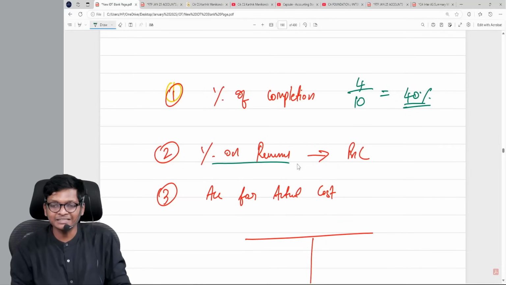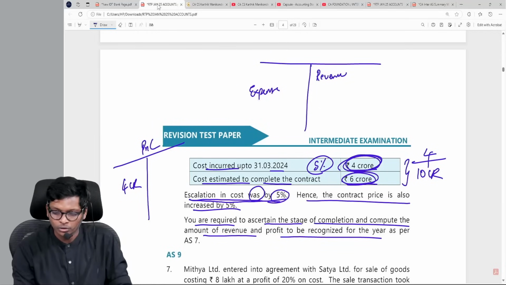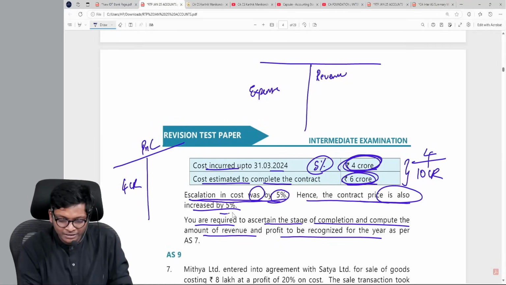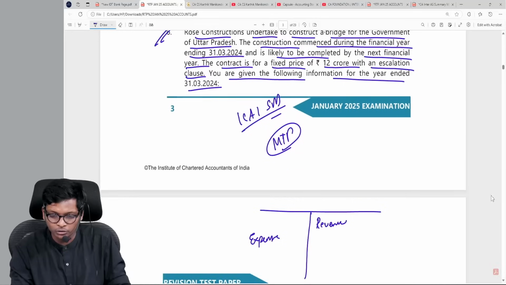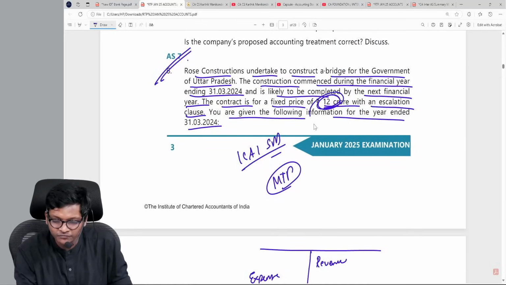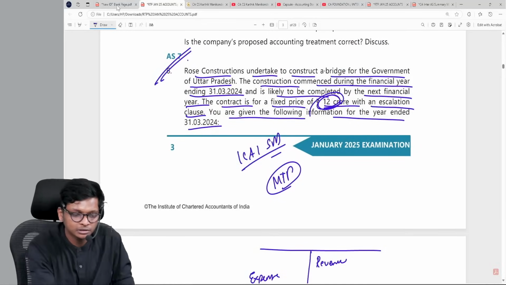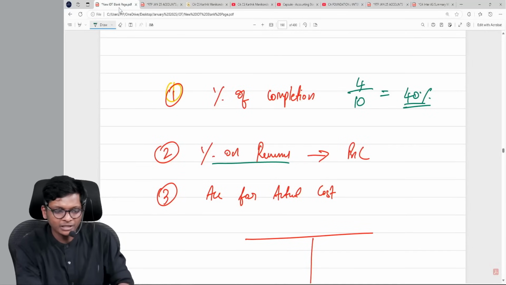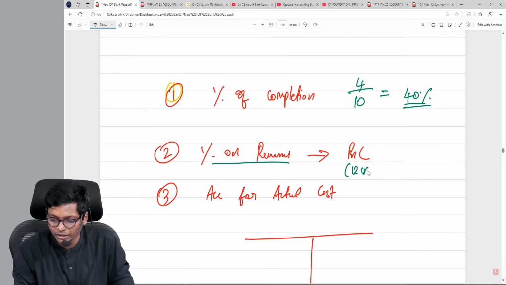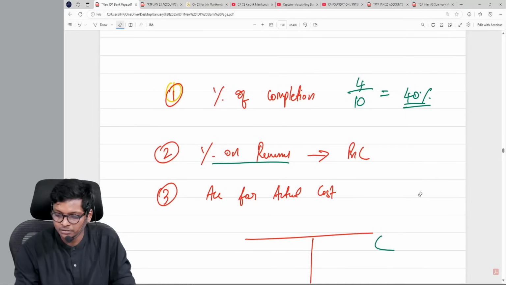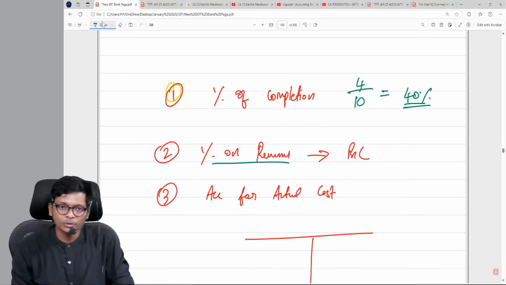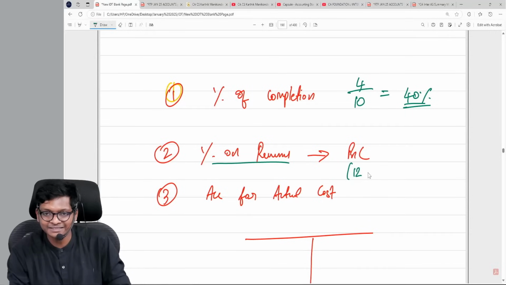Second is percentage of revenue. Now the contract price is also increased by 5% from 12 crores. So the contract is fixed at 12 crores. Normally, in all sums, I will do 12 crores into 40% of revenue. But this time I will not do it like that. Why not? There is an increase: 12 plus 5%. How much is that?